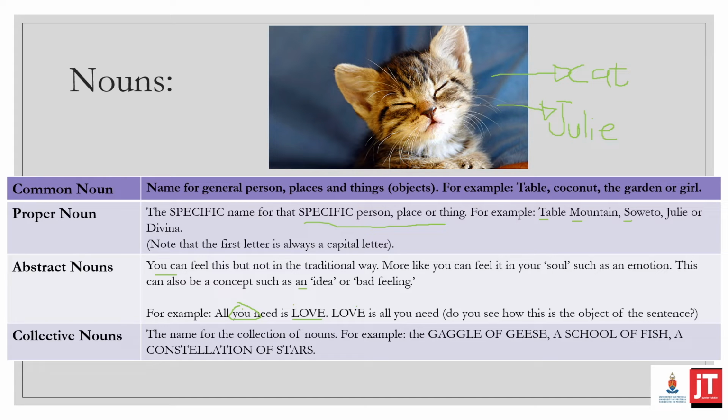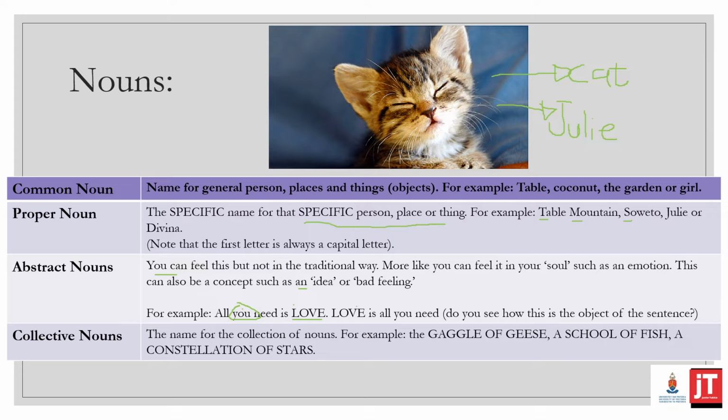So just take a look at your subject and object again if you're not sure, and just notice, is it the kind of what the sentence is talking about? Is it the subject or the object? And that could help you indicate whether or not this is an abstract noun.